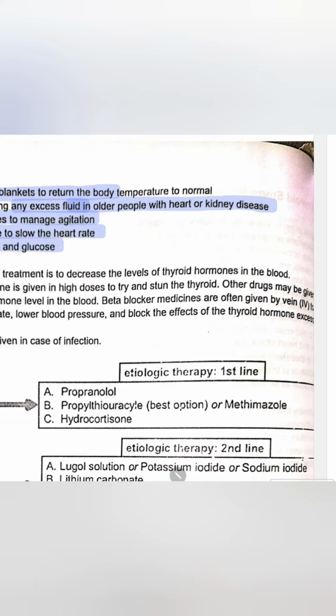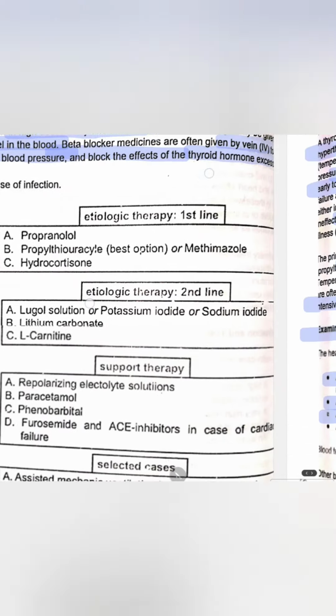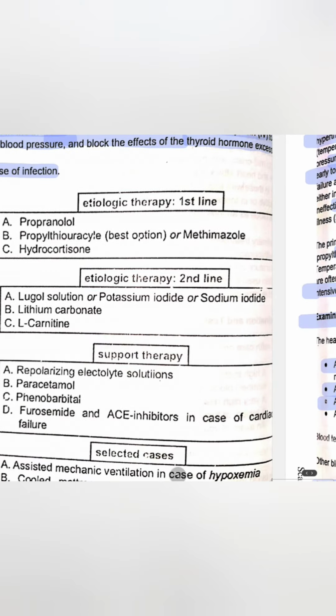The final goal of the treatment is to decrease the level of thyroid hormone in the blood. Sometimes iodine is given in a high dose to try and stun the thyroid. Other drugs may be included to lower the hormone level in the blood. The beta blocker medicines are often given IV to slow the heart rate, lower blood pressure, and block the effect of the thyroid hormone excess. Antibiotics are given in case of infection.